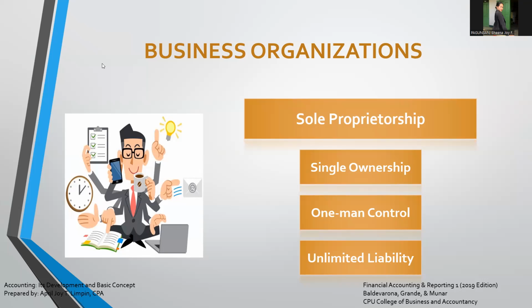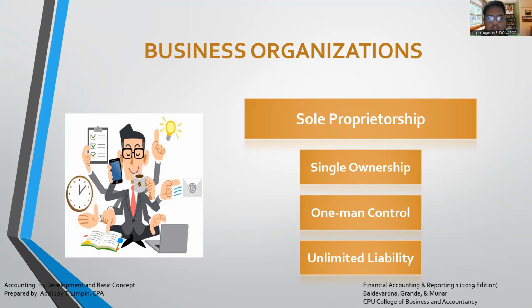I think, sir, it's because unlimited liability. Because as stated, sole proprietorship, he or she or the owner of the business is only one person. So, he or she has the full responsibility for all his or her business debts. Okay. So, in a way, that's right.